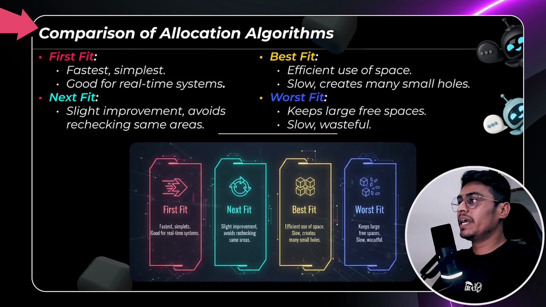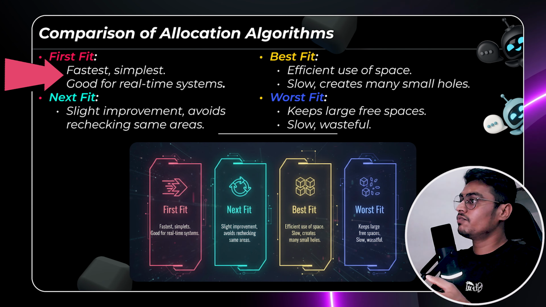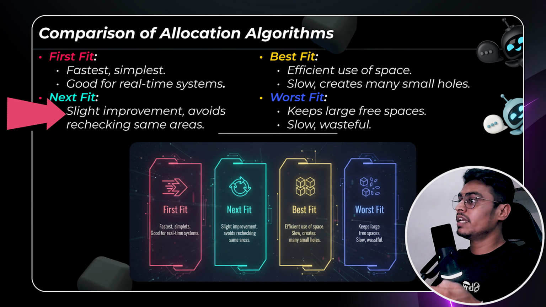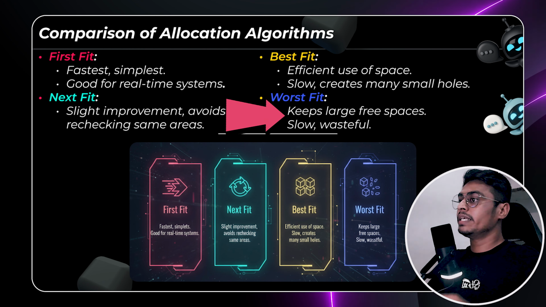Now if we compare them, first fit is the most practical algorithm due to its speed and simplicity. It's fast because it stops searching once a suitable hole is found, making it efficient for real-time systems. Next fit provides slight improvement over first fit by avoiding repeated searches of initial memory areas, though the benefit depends on memory usage patterns. Best fit minimizes space wastage but creates many tiny holes that might become unusable. It's also slow due to the complete memory traversal requirement. Worst fit attempts to maintain a large hole for future allocation, but it is very slow.